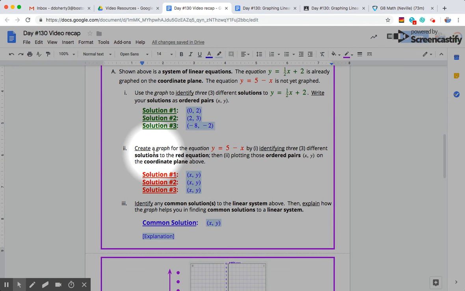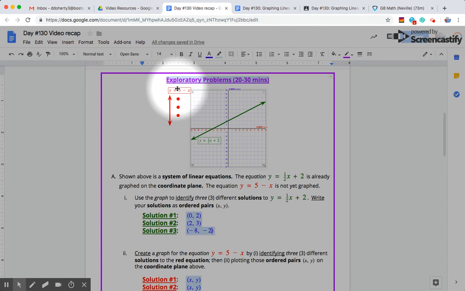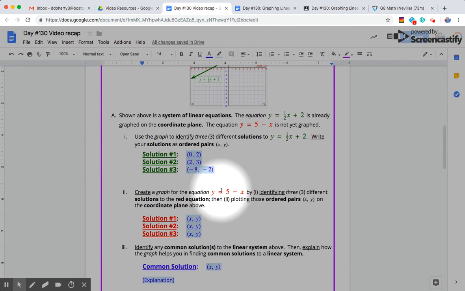For the second part, you were asked to create a graph for the equation y equals 5 minus x. We see the red equation is not graphed out yet. They haven't created the line. And the way we're going to create the line for that equation is to first identify 3 different solutions.